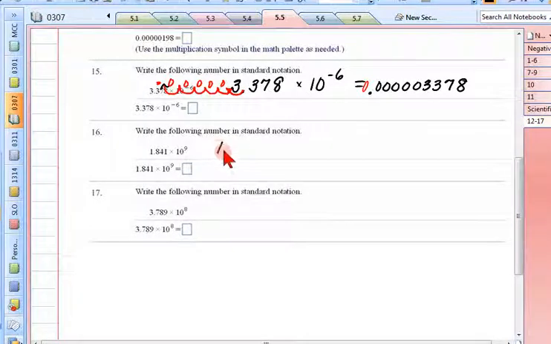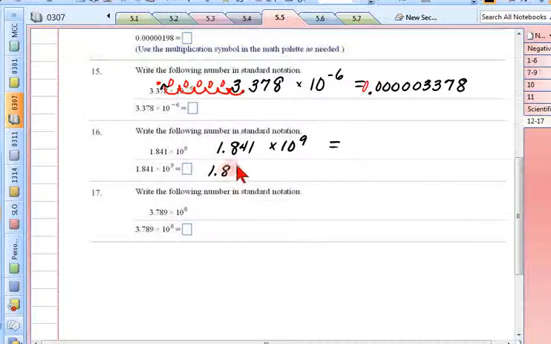16 starts out as 1.841 times 10 to the 9th power, and I need to change that to standard notation. Is that going to turn into a little bitty decimal or a big old number? Big number, which means I need to move it 9 places to the right.